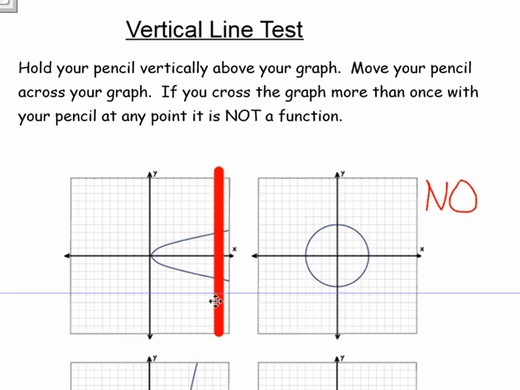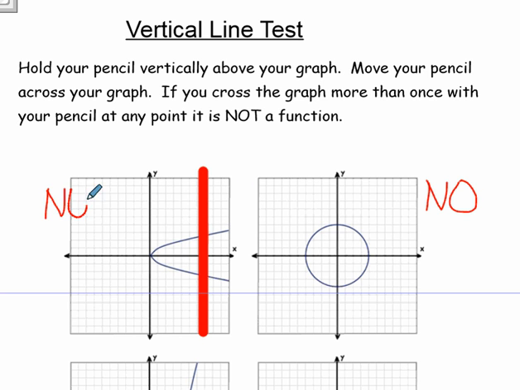And right away I can see there's a lot of places here that I am going to hit this graph more than once. In fact, I only need one location on the entire graph that I hit it twice to make it not a function. But this one's really not a function because I am hitting it in a lot of locations, right here and right here. So this graph here is not a function.